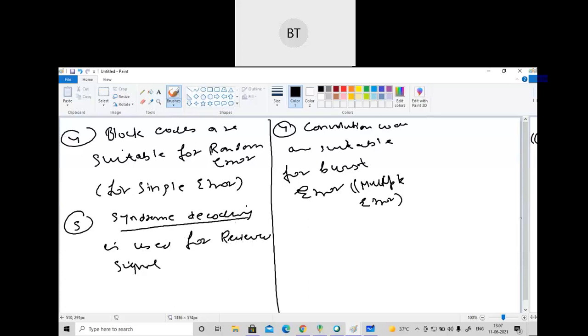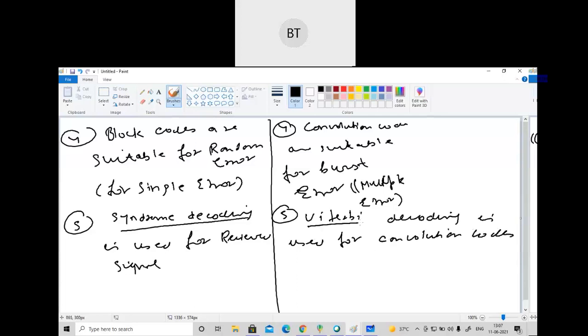We have seen it in the cyclic code also, and in the linear block codes also. But here we will use Viterbi decoding. Viterbi decoding is preferred for convolution code. They always ask one problem based on this particular Viterbi decoding. And the sixth is the hardware: in block codes the hardware is very complex, while in this convolution code, it is very simple. Slowly by slowly we will discuss all these points.